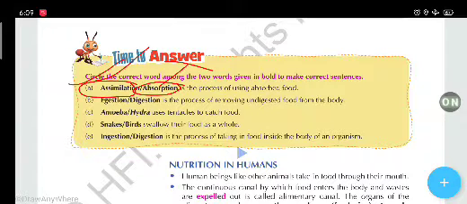Because that food has been absorbed already, after absorbing that food, what kind of process will take place? Assimilation. So therefore you have to answer these 5 questions.